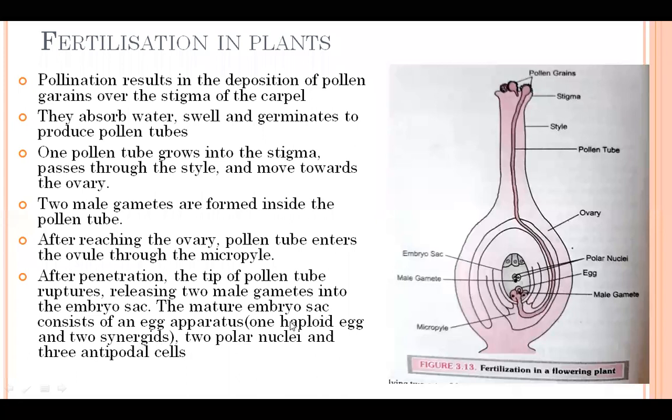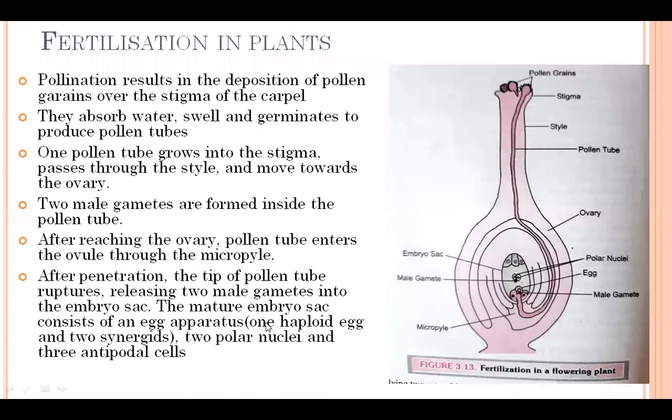I told you that gametes should be haploid. Then only will the resulting zygote be diploid, so that the number of chromosomes is maintained in all generations. That's why male and female gametes are always haploid and they fuse together to form a diploid zygote.